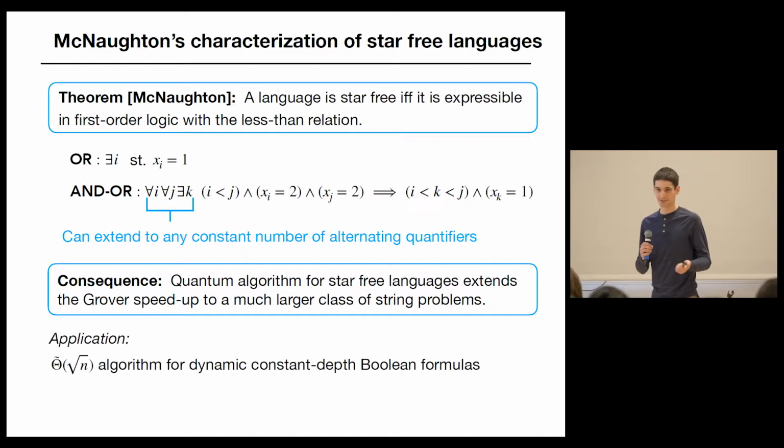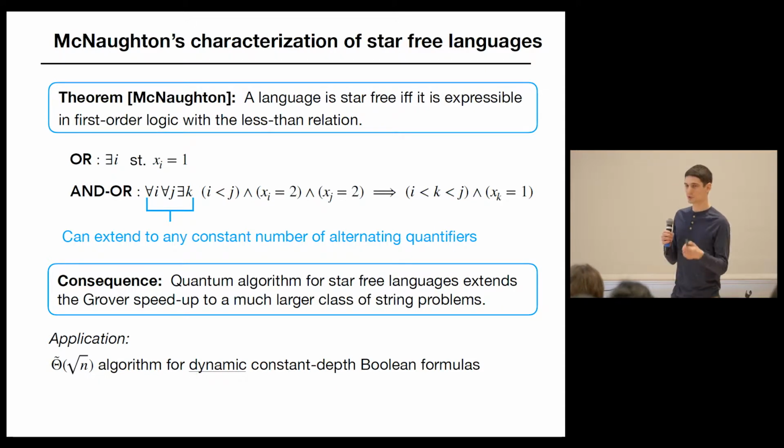So one potential application of this is the direct generalization of the AND-OR language. You can solve in square root n time these dynamic constant depth Boolean formulas. So what do I mean by the word dynamic? I mean that the format of the formula changes with the input. Normally when you think of Boolean formulas, you think of the formula as fixed in advance, and then you change the variables. But in fact, even the structure, you don't even know the structure of the problem until you look at the input itself.